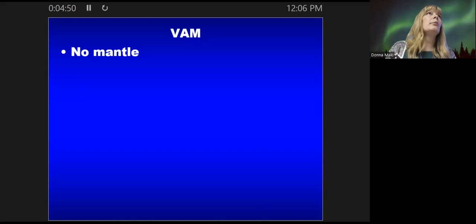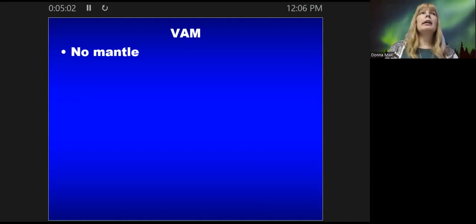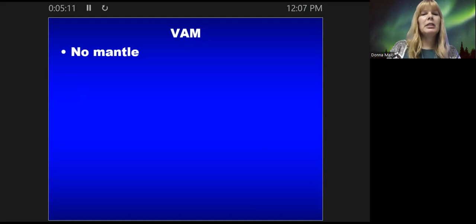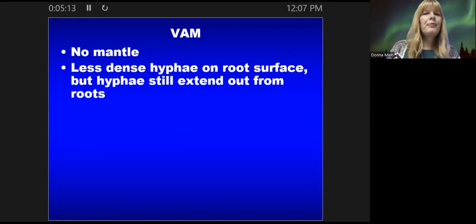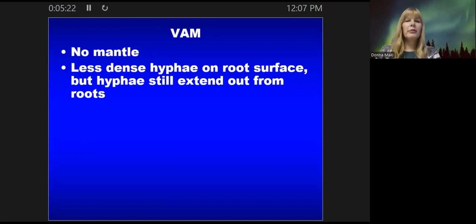It's just very minor growth. It's not like a mantle. If you were to uproot the root system physically, like if you're repotting a plant, you would probably strip away much of the VAM fungal hyphae because it's so delicate and not very abundant growth on the surface. So less dense hyphae on the root surface. Certainly the hyphae still extend off the root. And again, when you uproot a plant, you break all those connections very easily.